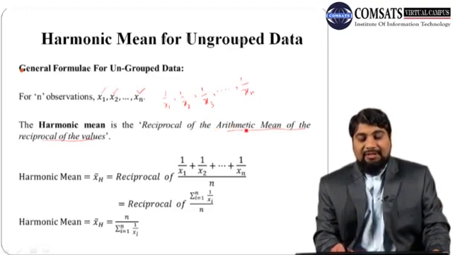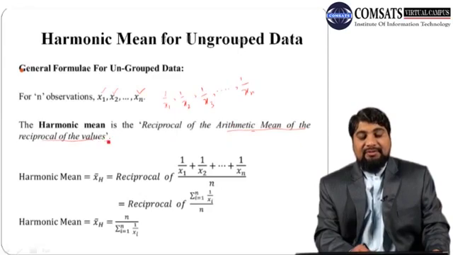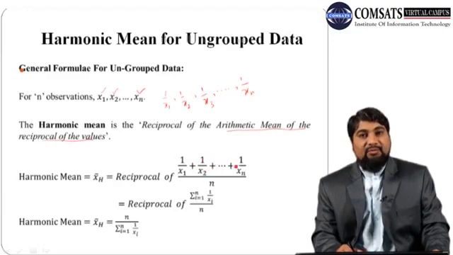So now, the arithmetic mean of the reciprocal of values. Let's calculate the arithmetic mean. So what is the arithmetic mean? It is the sum of the reciprocals of the values, 1 over x1 plus 1 over x2 and so on, up to 1 over xn, and then divided by the number of values, which is n.